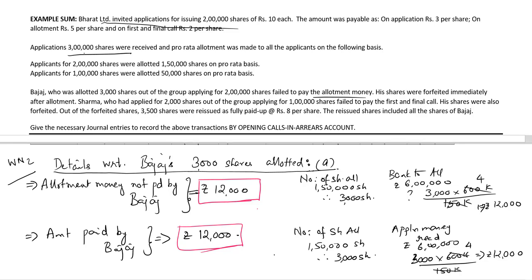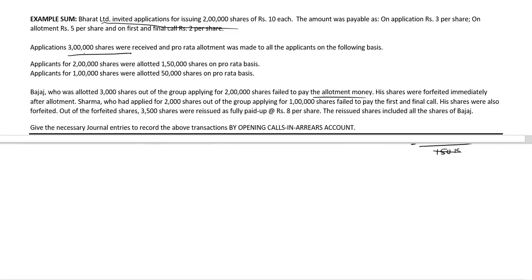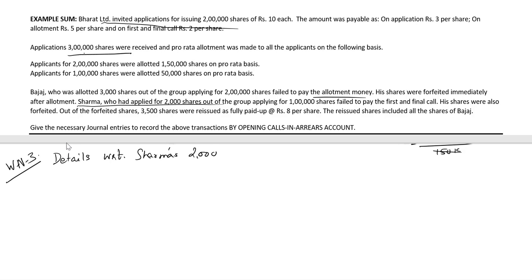Let's move on to the third working note. The third working note is details with regard to Sharma, who's applied for 2,000 shares. Details with respect to Sharma's 2,000 shares applied. And it says he belongs to the group applying for 1 lakh shares. So he belongs to the second category, B.